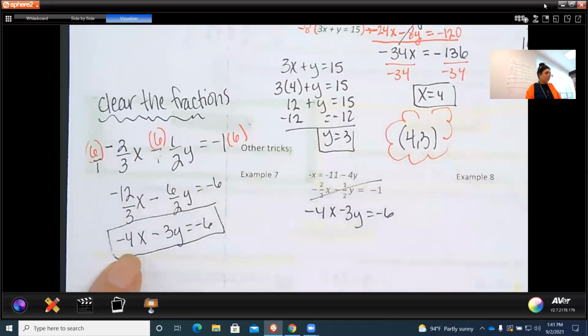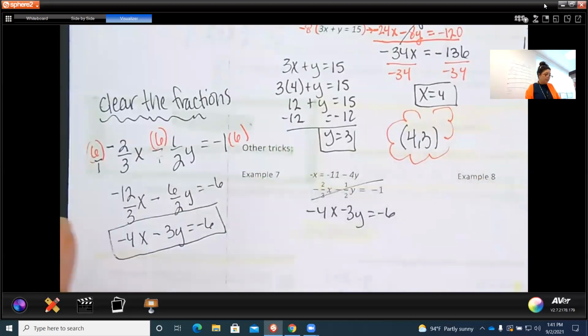It means the same thing. I have not changed. If I put into Desmos this graph with the fractions and graphed it, and I put in this equation that we just graphed, it would be the same line. Okay, it just looks different. It's like reducing a fraction. 2/4 is the same thing as 1/2, right? They look different, but they mean the same thing.